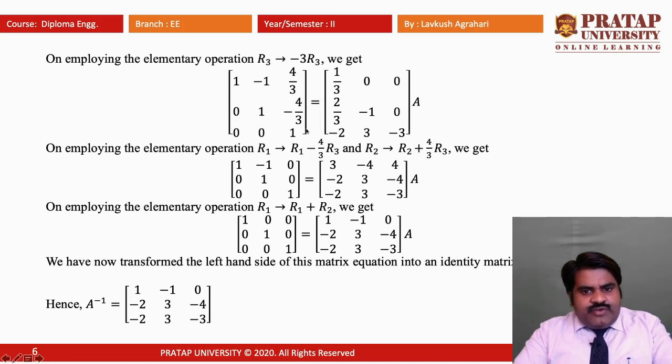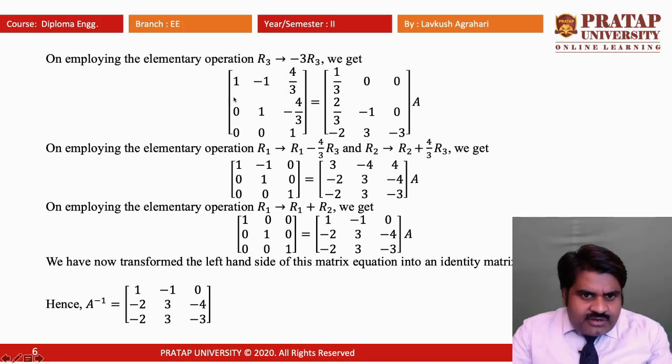Now in the same way, we have to obtain 1 at the position A33. For this, we have to multiply the third row by minus 3. The operation is written as R3 implies minus 3R3. The same operation is also done with the matrix on the RHS. We get the elements minus 2, 3, minus 3.